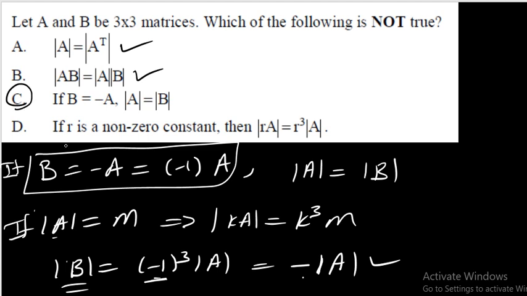And D, if R is a non-zero constant, R times A, here is a rule, yes, indeed when it's written R times A, the determinant of R times A will be R cube times, yes, that's one of the rules we mentioned.